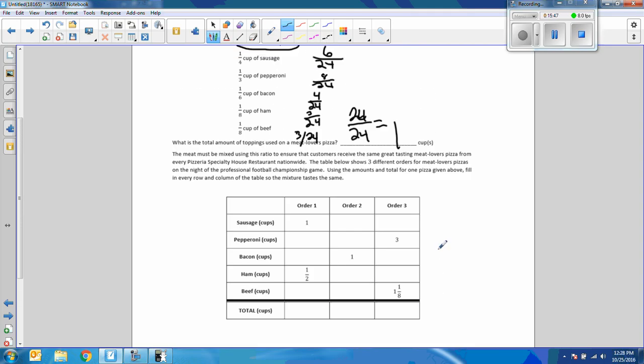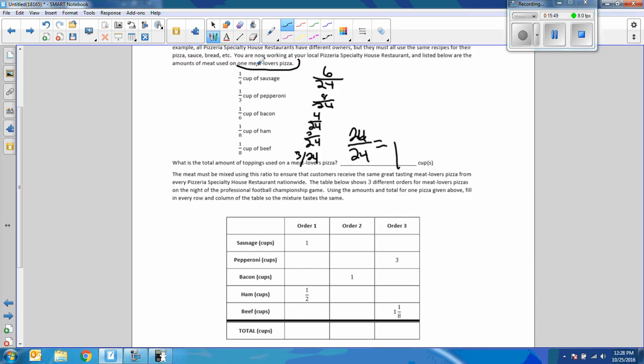All right. So first thing I look at is sausage, and this one here. Order number 1. Okay, so we're going vertical. Order number 1, they ordered enough pizzas for 1 cup of sausage. Well, if we have 1/4 cup of sausage on 1 pizza, I need 4 pizzas. 4 times 1/4 is 1. I need 4 pizzas. Okay? And since I just said K, that is my K. K equals 4.